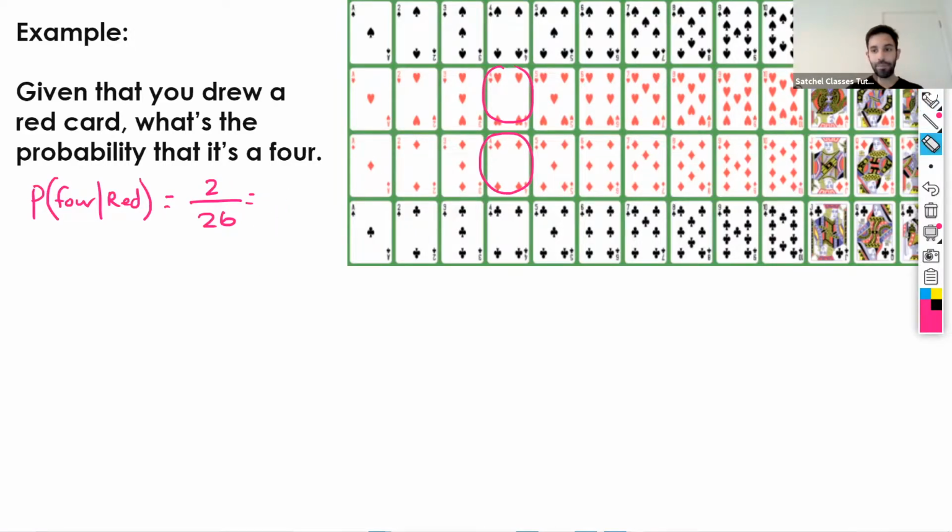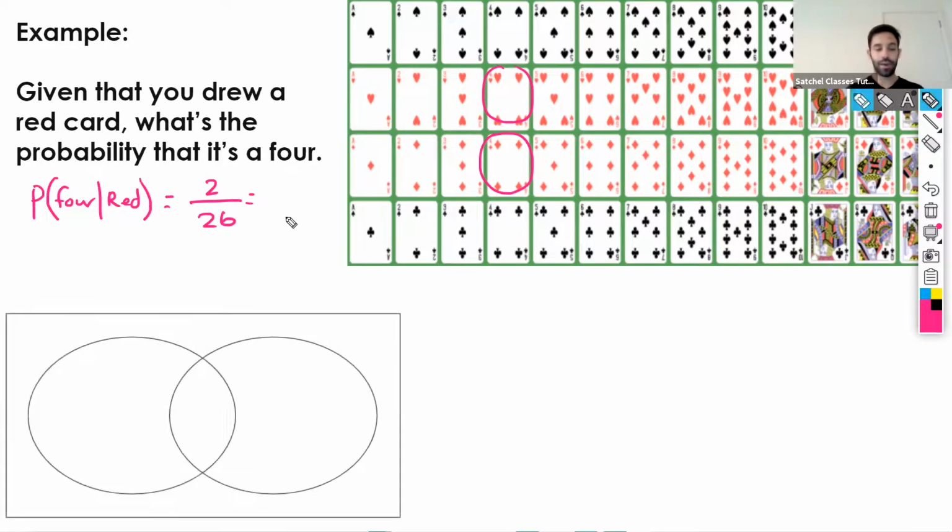All right, and we can also apply this using a Venn diagram. So let's say one set is red cards and the other set is 4s. So I would just do 4 here. Now, in total, we have 26 red cards. And in total, we have 4 4s.